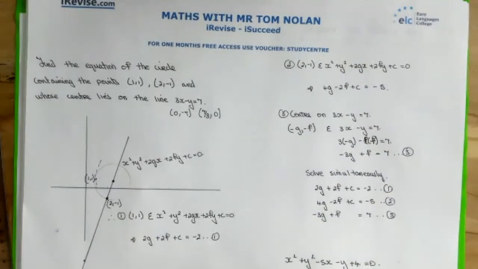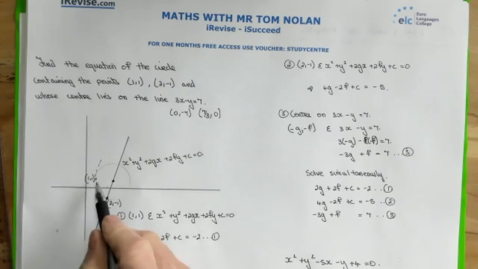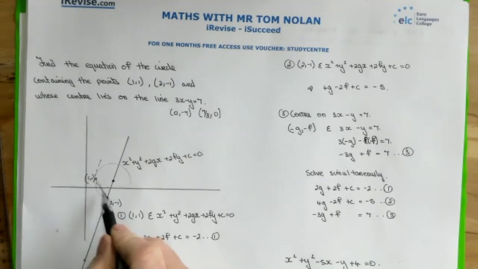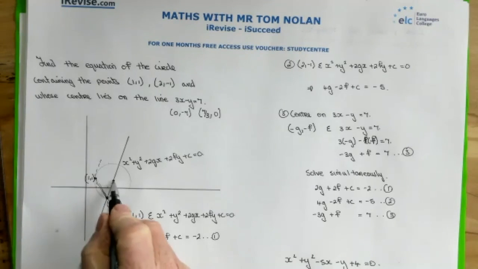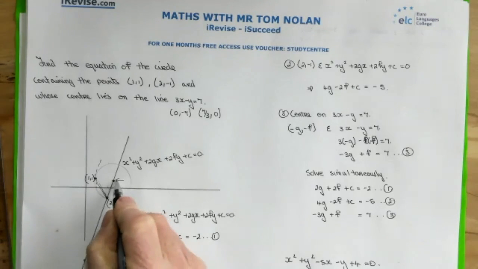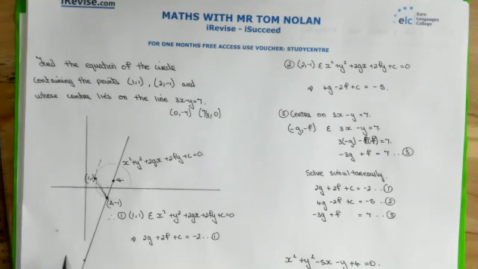I was asked there, could I get the distance between two points to get the radius? Well, the distance between these two points here, they're the only two points I have. That's not a diameter of the circle. The distance between that point and this point, but I don't know what this point is. I could form equations in a roundabout way, but the answer is no, I can't get the distance between two points.